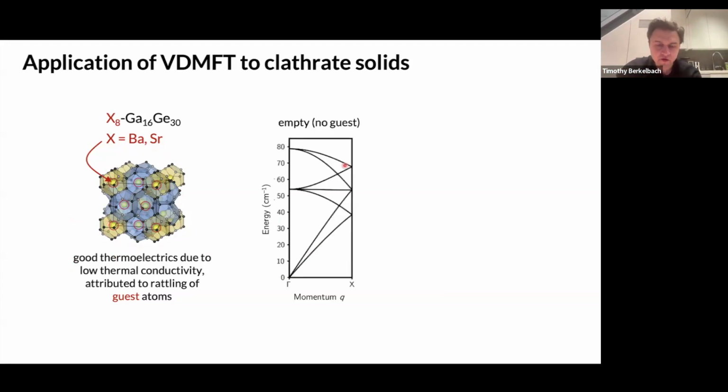So here's the phonon band structure of a model of this material where I remove all of the guest atoms. So this is basically the empty clathrate. And you can see there along this particular path in the Brillouin zone, there are acoustic phonons. And as I imagine people are familiar with, the acoustic phonons are primarily the ones responsible for contributing to the thermal conductivity.